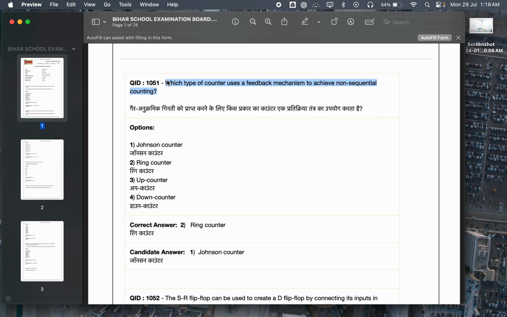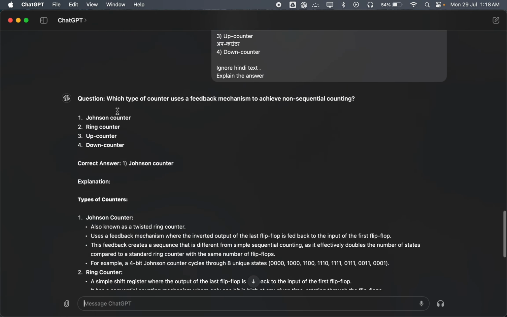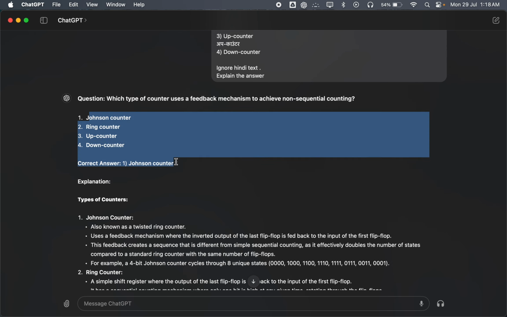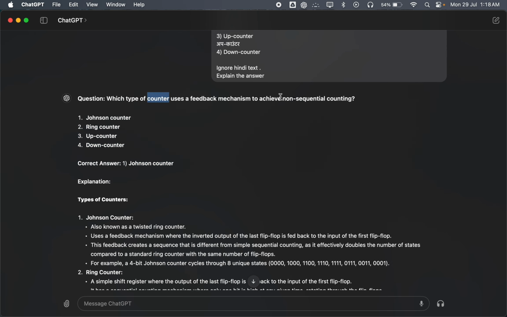It means that we want to get a non-sequential counting, right? And these are all the counters, right? So I've asked this question to ChatGPT. So these are the four counters. Non-sequential basically means just after one, two won't come, three can come or any other number, but two should not come or zero should not come, like that. So it should not be in a sequential manner.